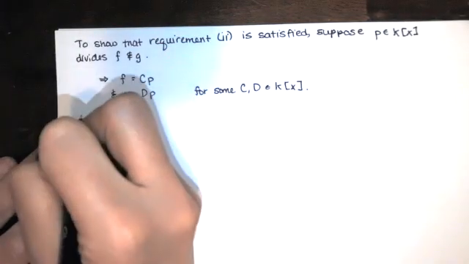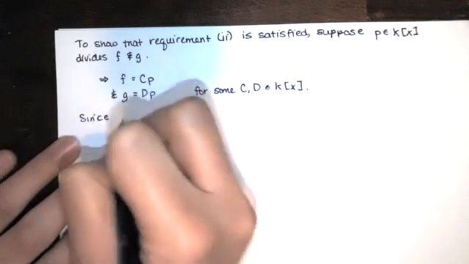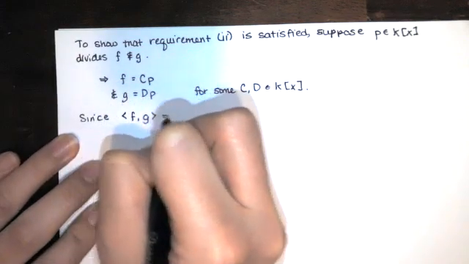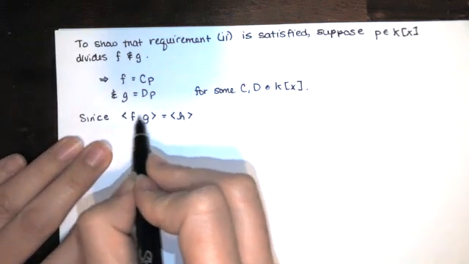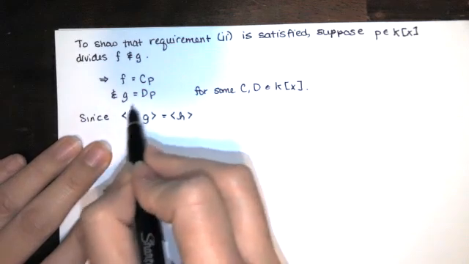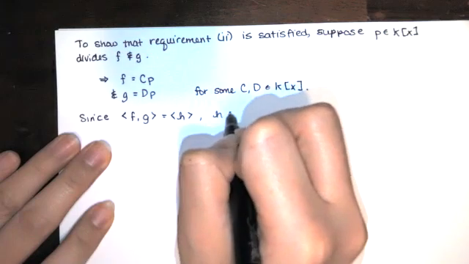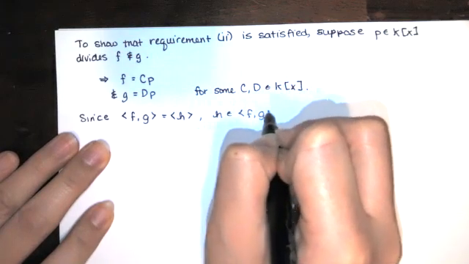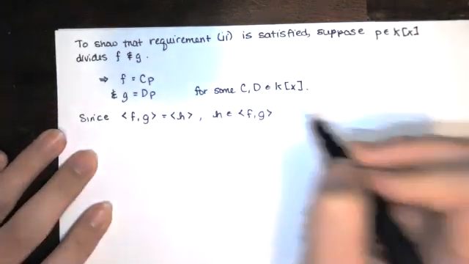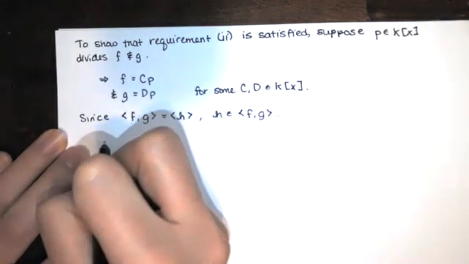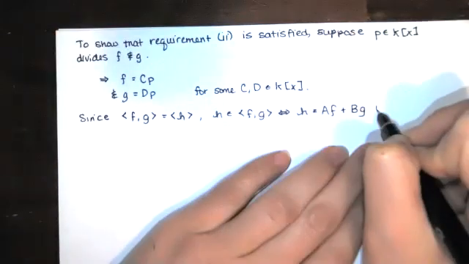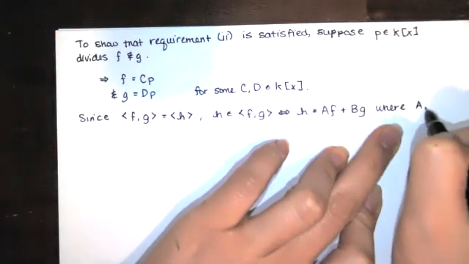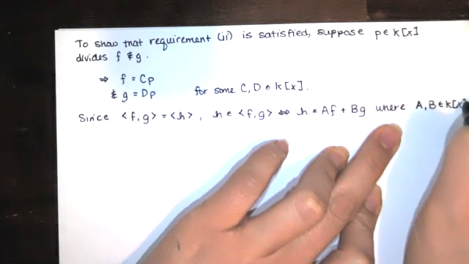Now, we already know that these two guys are equal. And since these two guys are equal, not only are F and G in this ideal, H has to be in this ideal. And if H is in this ideal, that's the same as saying that H is equal to some polynomial times F plus some polynomial times G, where A and B are in our ring.